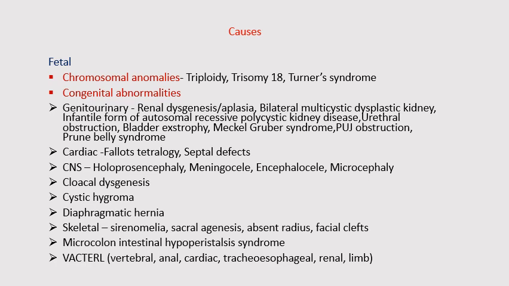There are lots of causes. First we come to the fetal causes. They include chromosomal anomalies like triploidies, trisomy 18, Turner syndrome, various congenital abnormalities, which may include genitourinary problems, cardiac problems, problems in the CNS, cloacal dysgenesis, cystic hygroma, diaphragmatic hernia, skeletal malformations, megacystis-microcolon-intestinal hypoperistalsis syndrome, and VACTERL, that is vertebral, anal, cardiac, tracheoesophageal, limb and renal deformities.